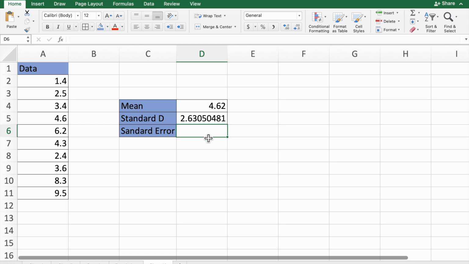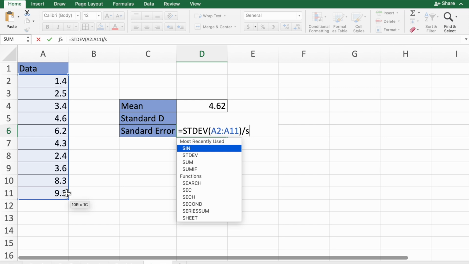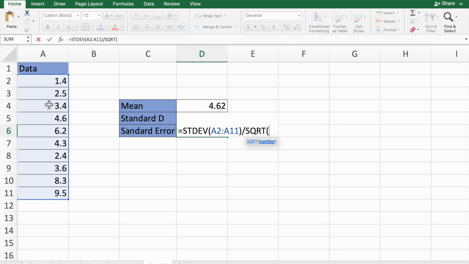Okay, now for standard error there is no formula in Excel, but you can find it by using this method. Okay, so what you have to do, type equals, first we will find the standard deviation of this data, close bracket, then divided by the square root of the number of data. Okay, so how many numbers are in this data, how many cells of this data.